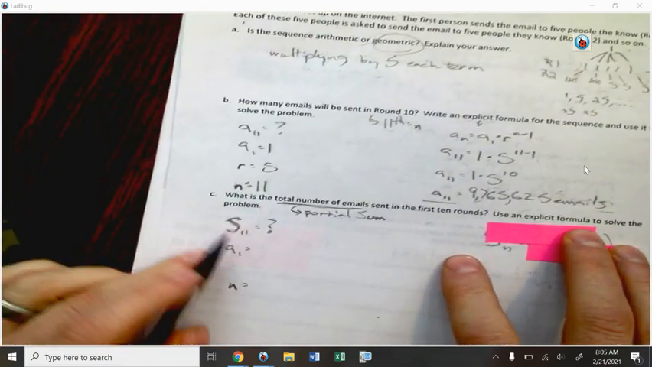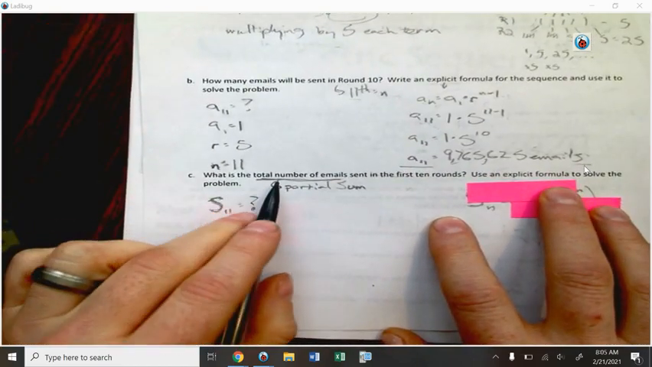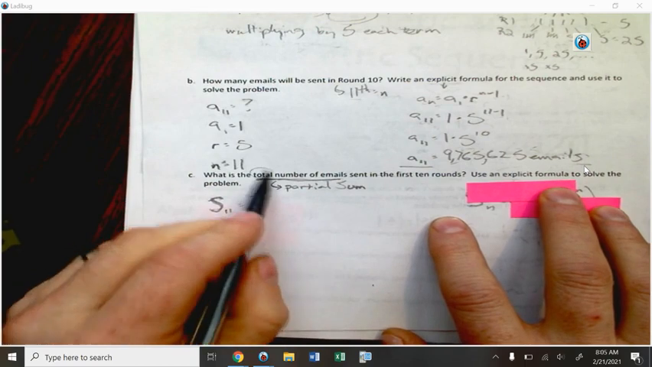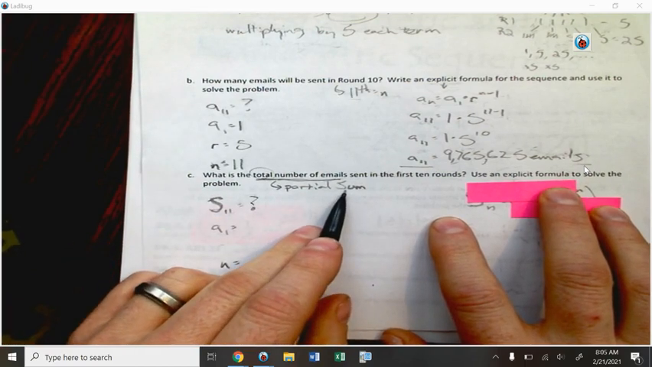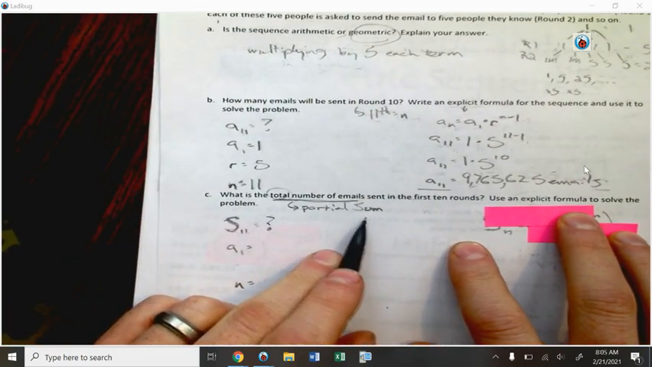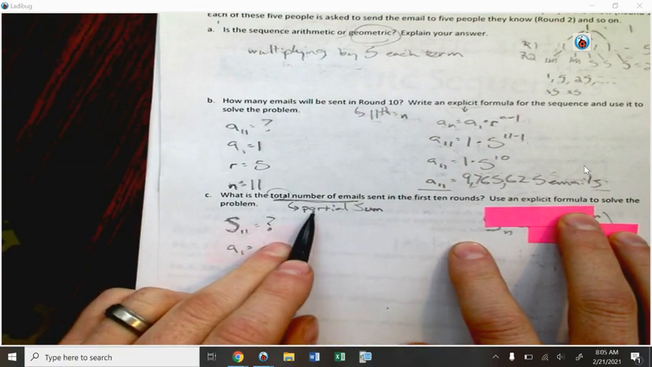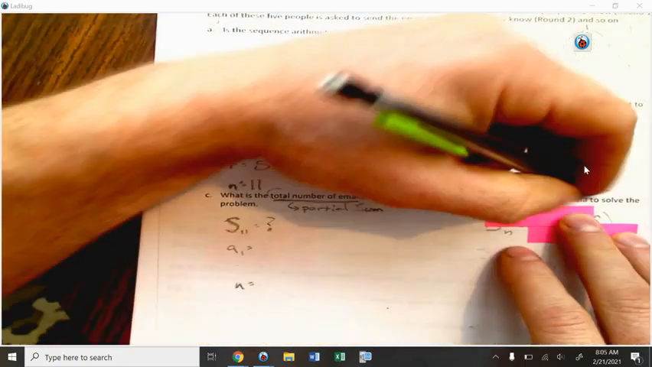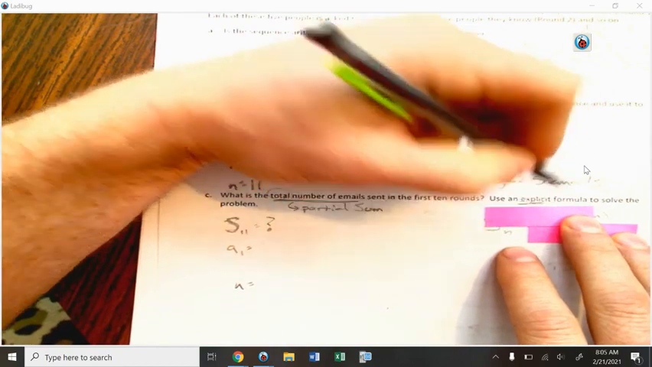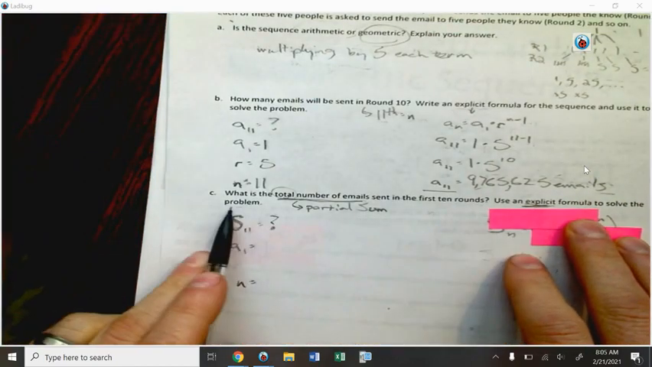Okay, the second question here is, what is the total number of emails? So for the total, we're going to be doing something called a summation. And since we have a finite number, and since we talk about only 10, we're going to do a partial sum. It says to use an explicit formula, and remember explicit means we're trying to find a particular term to solve the problem.